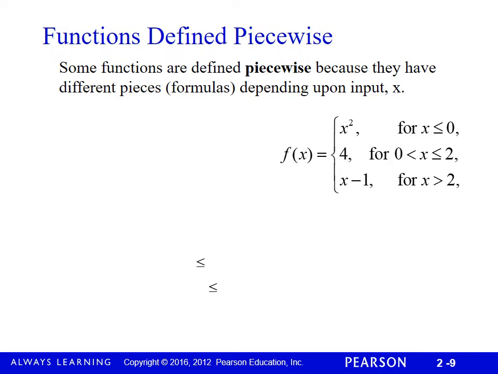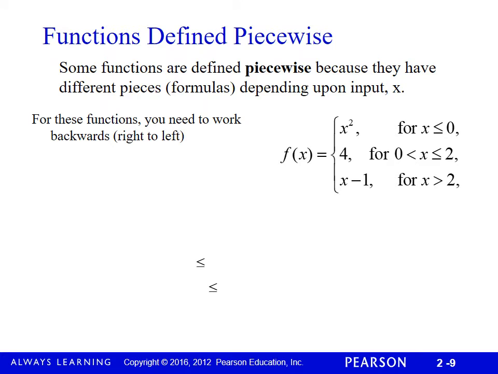So here's one here. Notice that there are actually three formulas. f of x equals x squared for x less than or equal to 0. f of x equals 4 for 0 less than x less than or equal to 2. And f of x equals x minus 1 for x greater than 2. So there are three pieces to the function f of x.